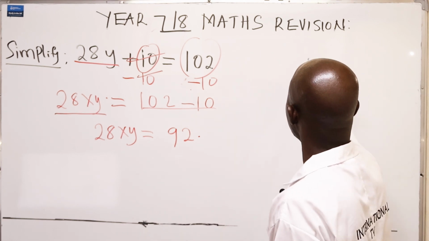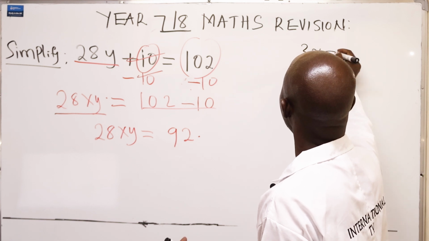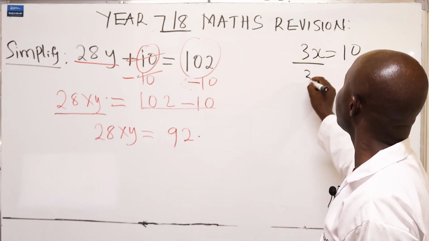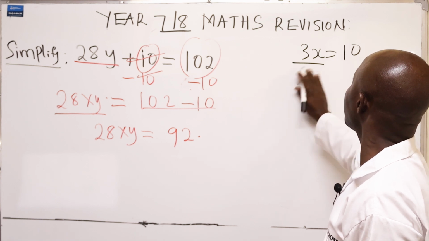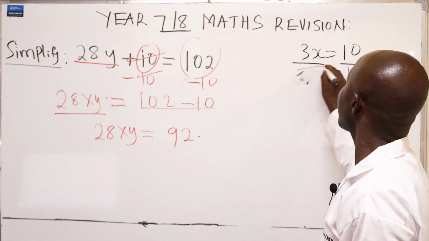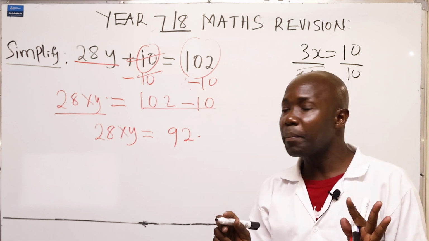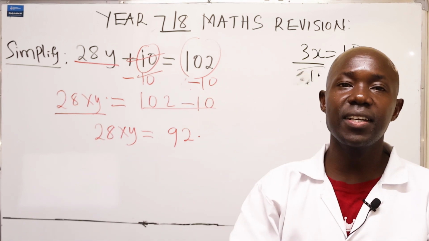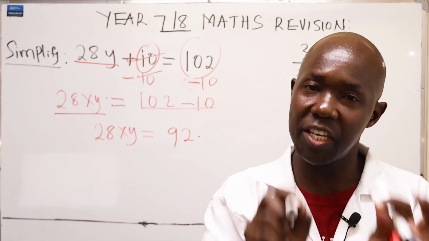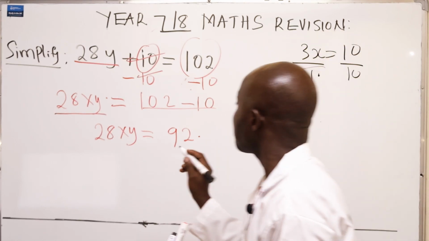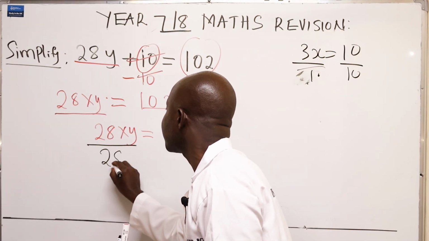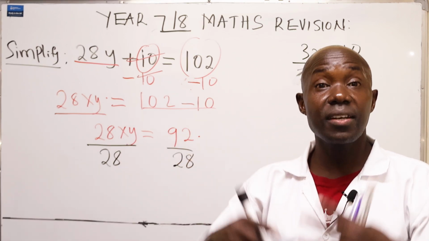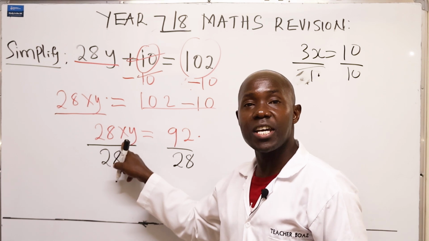An example, somebody tells them 3x is equal to 10. Then you find a student dividing by 3, you find a student dividing by 10, which is wrong. What are we supposed to do? Since we are multiplying here, the opposite of multiplication is division. Then what am I supposed to do? I divide both sides by 28, because it is the opposite of multiplication.